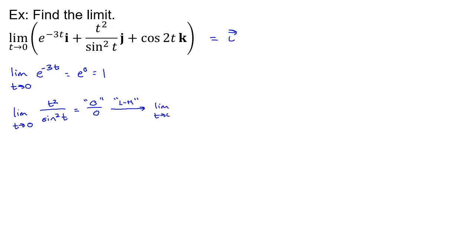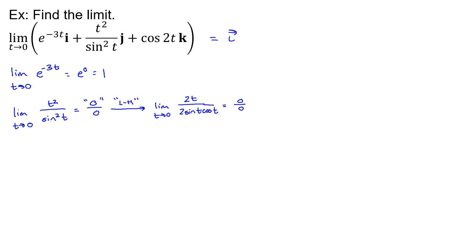It says that you can leave the limit exactly as it is. You can apply the derivative of the top and bottom separately. So the derivative of t squared is 2t. Sine squared is going to be a chain rule, so it's going to be 2 sine t cosine t. Unfortunately, when you plug 0 into this, you're going to end up getting 0 over 0 again.